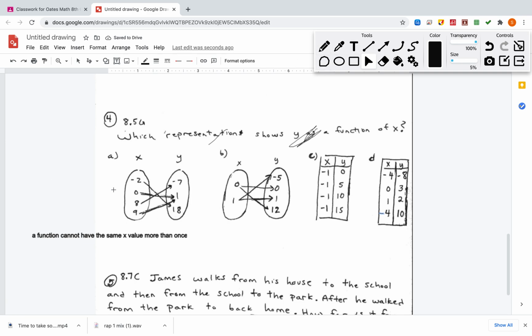So when we look at A, we're going to see that this x value has one line coming off of it. It's being used once. This x value has one line coming off of it. It's being used once. This x value has one line coming off of it. It's being used once. And lastly, so does this x value. It doesn't matter that 2 of them go to this y, because we're not worried about the y. All we're worried about is that each x value is used one time. So this one would be a function.